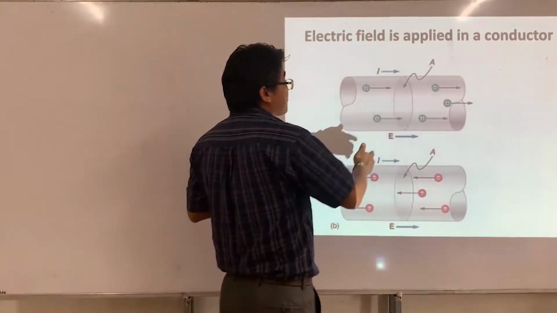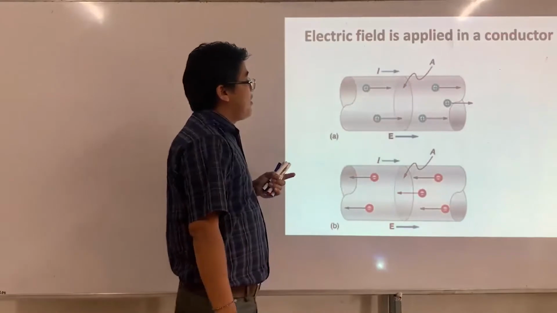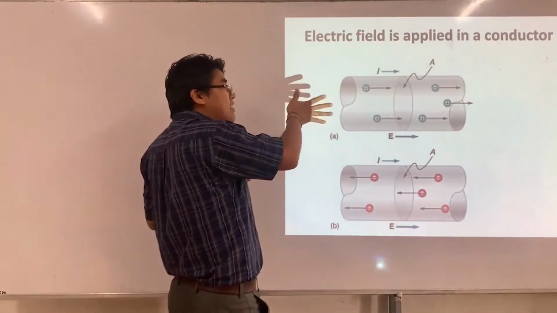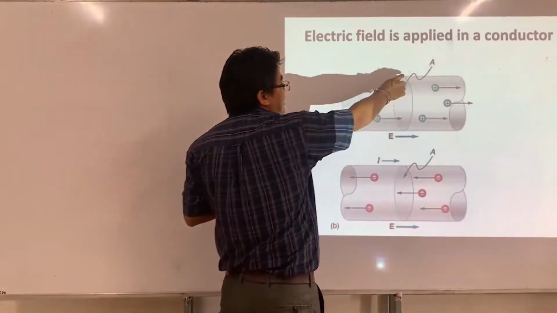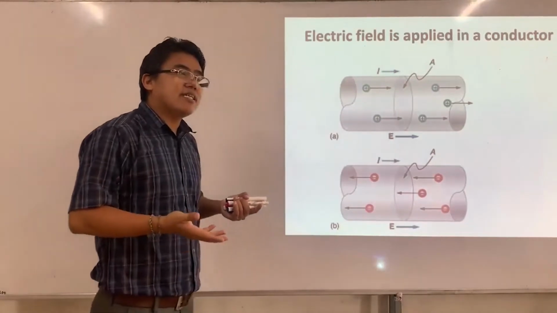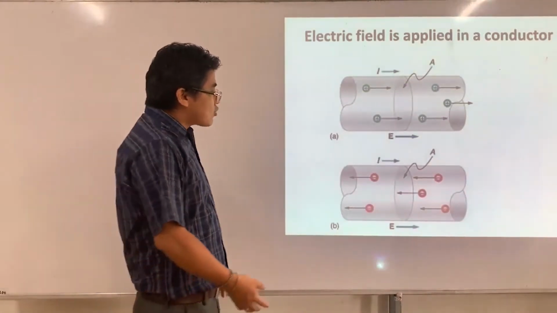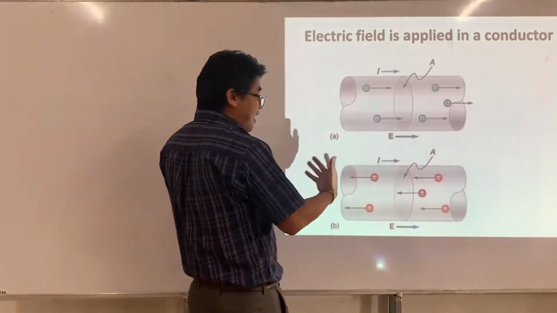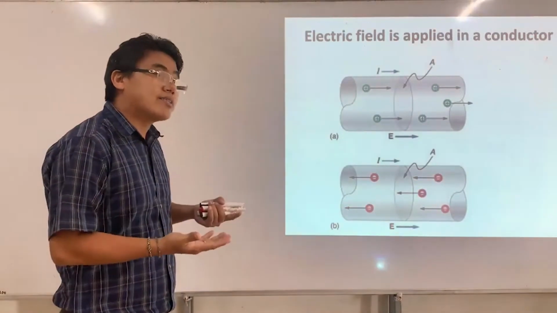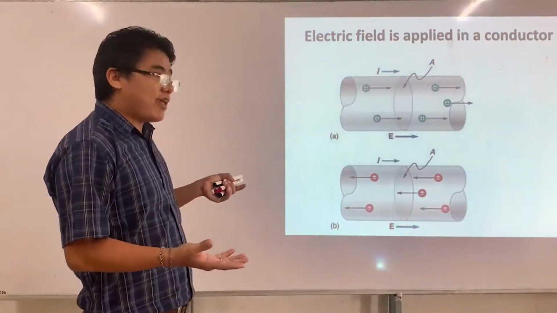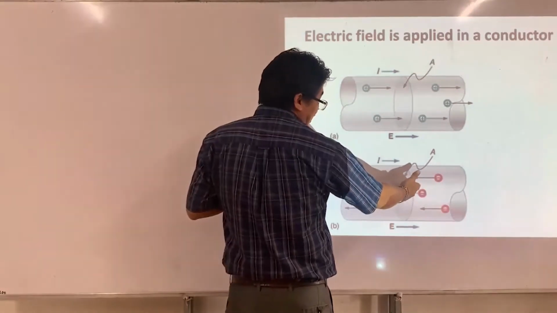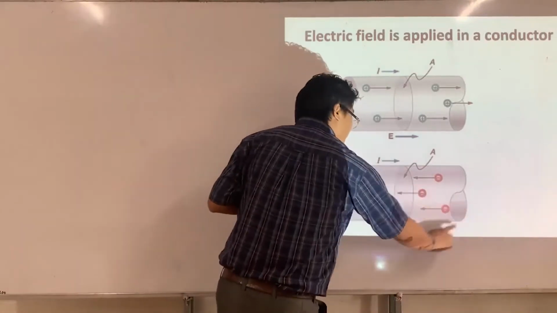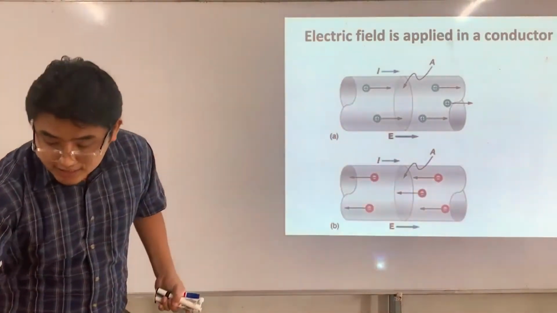And now I take this cross-section area. When I take this cross-section area, I see a net movement of charge crossing it, and therefore we say there is a net flow of charge. We find there is a net movement of negative charge across this area. If you don't apply an electric field, the movement of negative charge crossing this area is equal to the movement of negative charge crossing in the opposite direction. So the net movement is going to be zero.